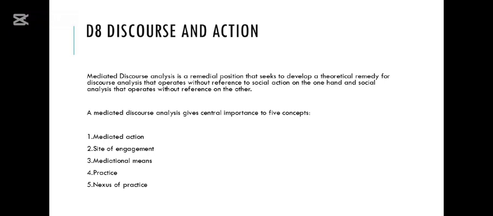Next, practice and social structure. For this mediated action to take place in this way, there is a necessary intersection of social practices and mediational means, which in themselves reproduce social groups, histories, and identities. Mediated discourse analysis takes it that a mediated action is only interpretable within practices.